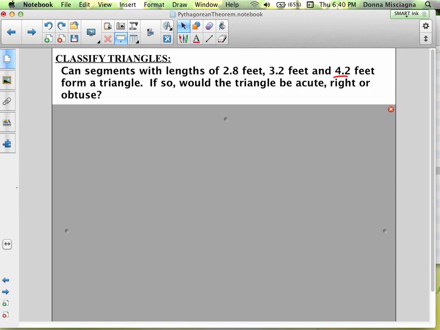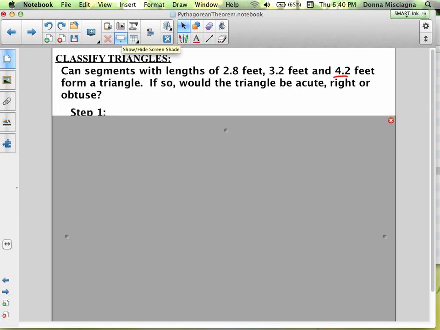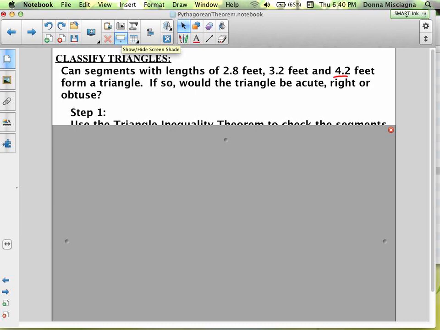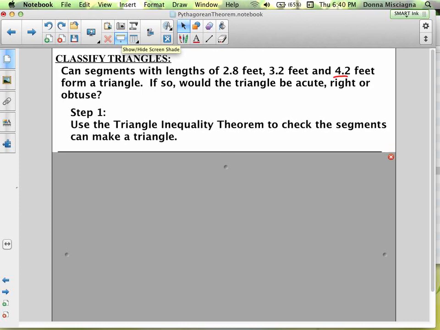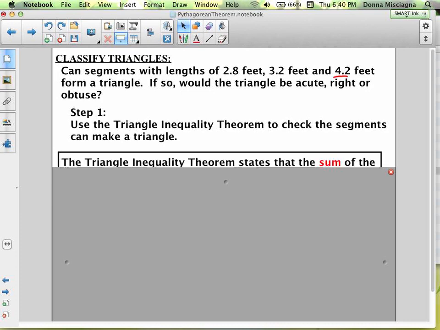To see if it's a triangle, we're going to use another theorem called the triangle inequality theorem. And I do have this in your notes, and I'll show you where I have it in a summary page. So this particular problem is not in your notes, but the summary is. So we're going to use the triangle inequality theorem to check if the segments can make a triangle. And here's what the triangle inequality theorem says.